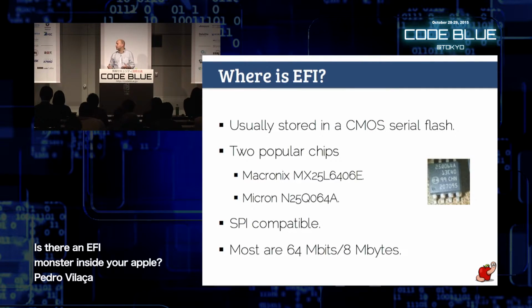The first thing is, where is the chip? We need access to the chip. The chip usually is something like this. You can find it in your computer. You have to open it and search for the chip. It's usually a CMOS, serial flash. These are the two most popular chips in the Sandy Bridge and Ivy Bridge models.